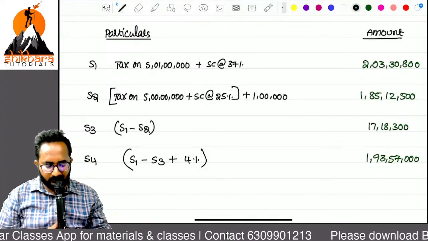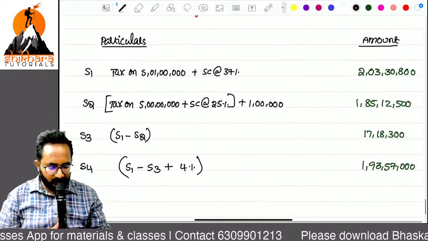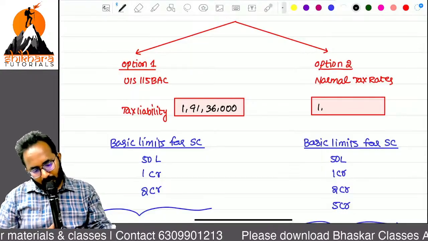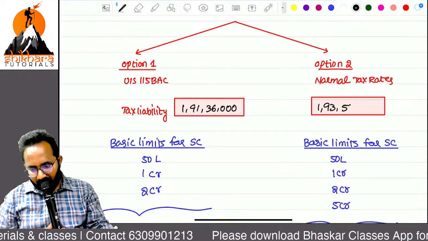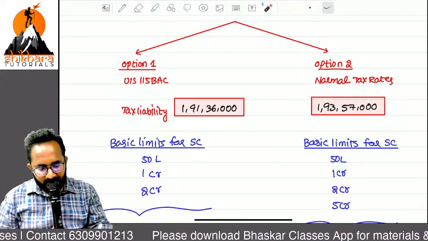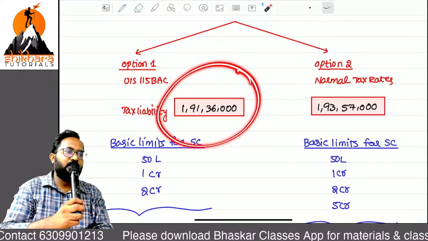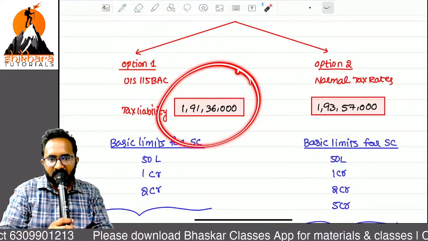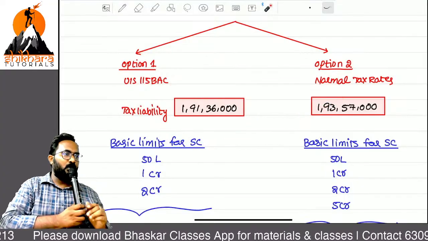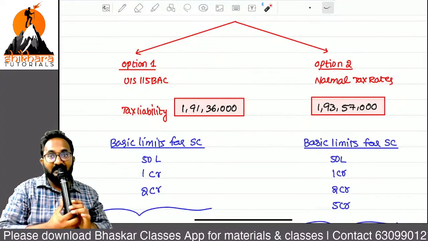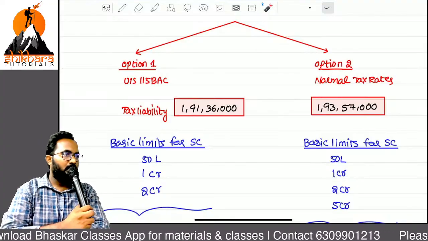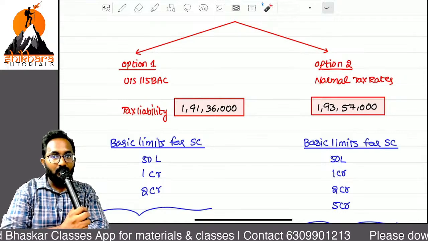So what is the answer we got in the old regime? 1 crore 93 lakh, I think 57,000. Please let me know which regime is better for the assessee. Section 115BAC is the better one. Here the tax liability is lower compared to the old regime. If you do not write this conclusion in the exam, you will lose 2 marks. So how to write that conclusion also?